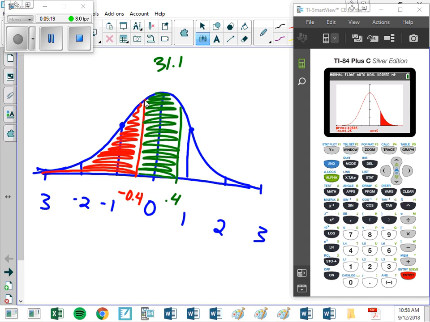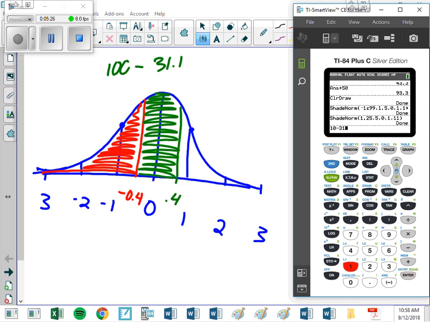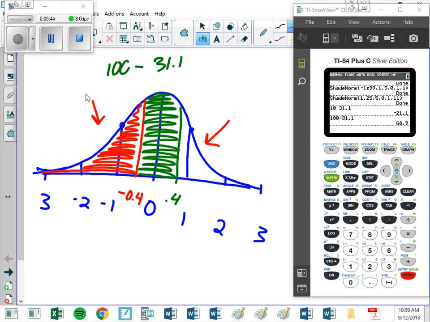So I want the left side of that. Do just what I did before, 100 minus 31.1. Okay, and what does 68.9 tell me? That tells me how much is in this chunk and that chunk. So I divide it by 2, and I get, my answer is 34.45.